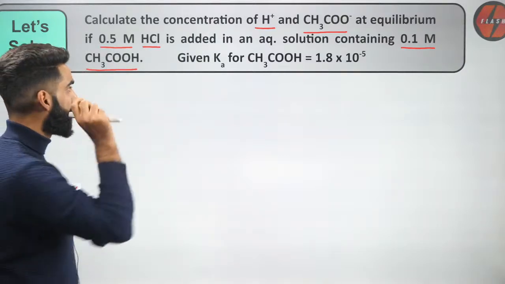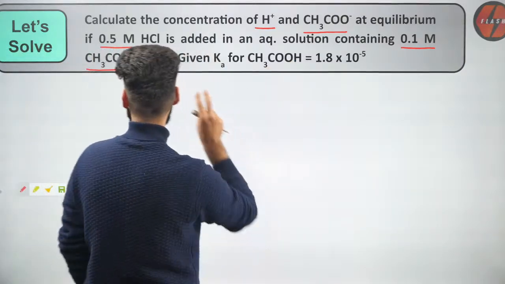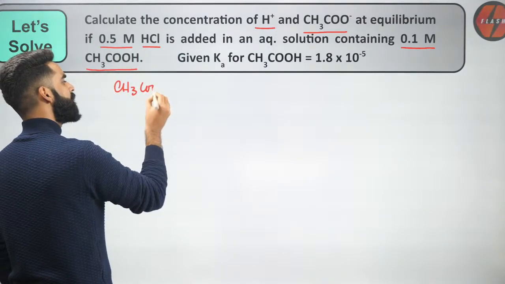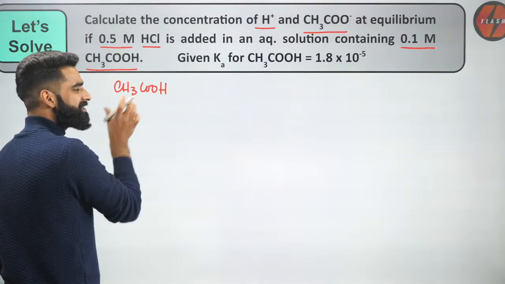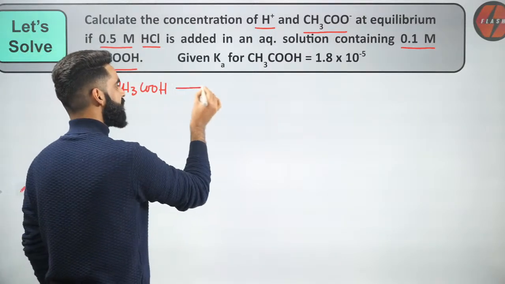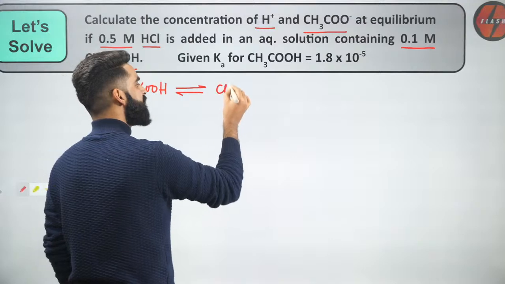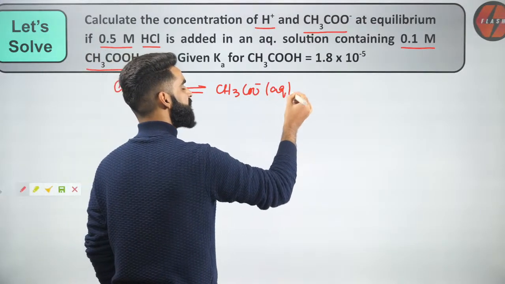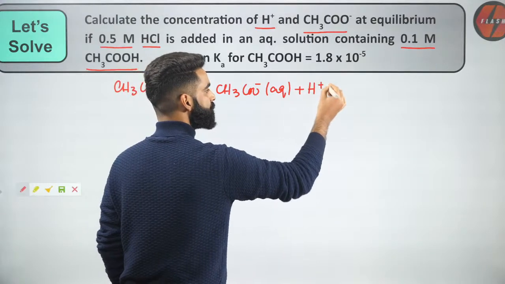What is my weak electrolyte right here? My weak electrolyte is CH3COOH. This is a weak acid basically, and all your weak acids are weak electrolytes. So this weak electrolyte is going to remain in equilibrium with its ions, and its ions are going to be CH3COO negative aqueous plus H positive aqueous.